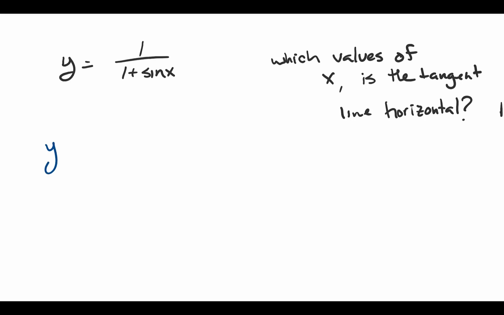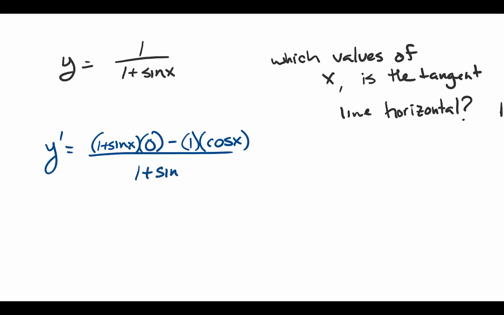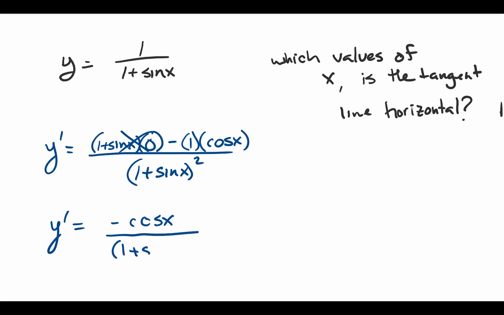We've got a little quotient now. No biggie. Low, 1 plus sine of x, times the derivative of high. Well, that's just 0. It's a constant. Minus high times the derivative of low, which is just cosine, all over 1 plus sine of x, all squared. Beautiful. Let's clean it up. Y prime: that first term goes away, it's 0, so we get negative cosine of x over 1 plus sine of x, all squared.